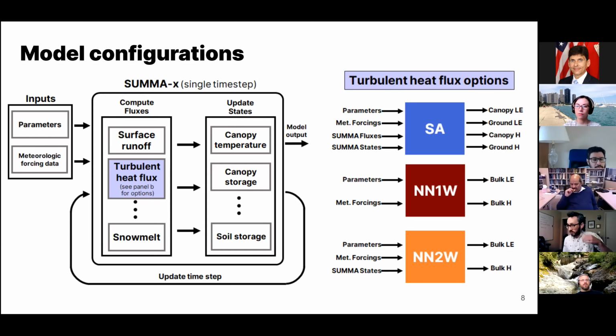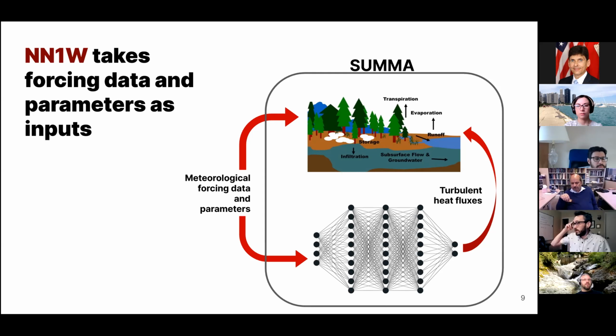And so just to highlight this a little bit more clearly, you can kind of see how this works here. NN1W takes the forcing data and parameters as inputs, and then it outputs the turbulent heat fluxes. And then those are passed to SUMA for the rest of the calculations to update things like how much evaporation comes from the soil and to update those moisture contents.